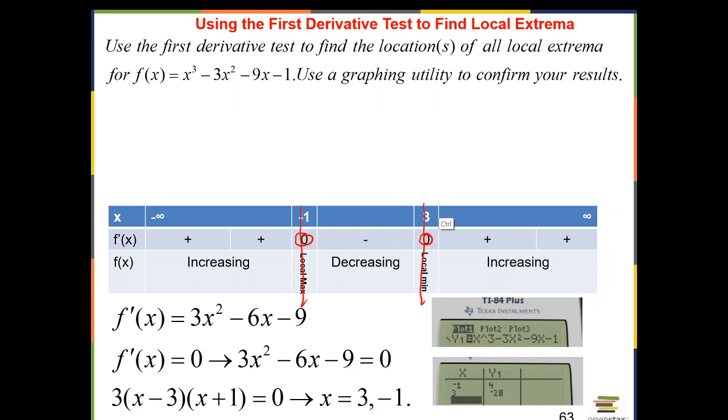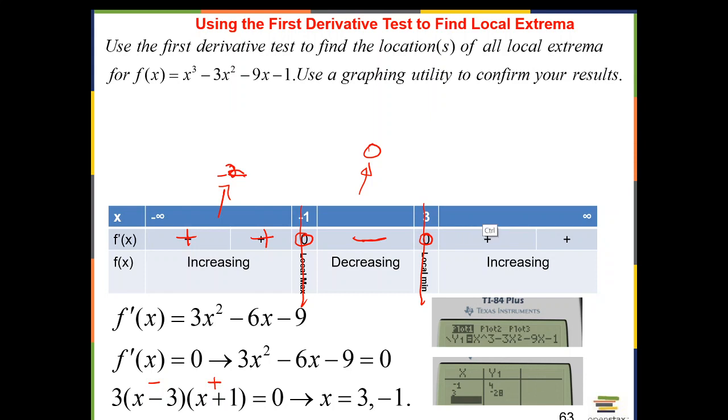Now these 2 points divide the domain into 1, 2, 3 regions. So we can take test points from each region. Let's say from here we could take negative 2 and put it in the derivative and see what the sign of the derivative is. If I put a negative 2 here, that would be negative. This would be negative. Negative times a negative is positive. So the derivative is positive here to the left of negative 1. Then we pick a number between negative 1 and 3, maybe 0, right? If I put a 0 here, that would be negative. If I put a 0 here, that would be positive. Positive times negative is negative. So between -1 and 3, the derivative is negative.